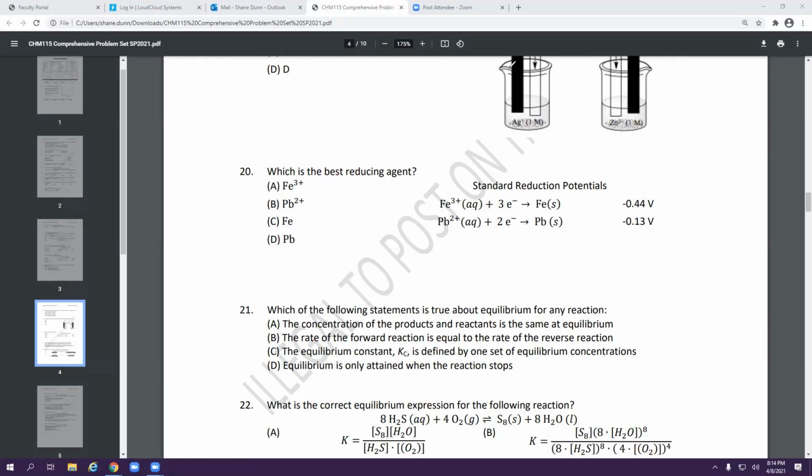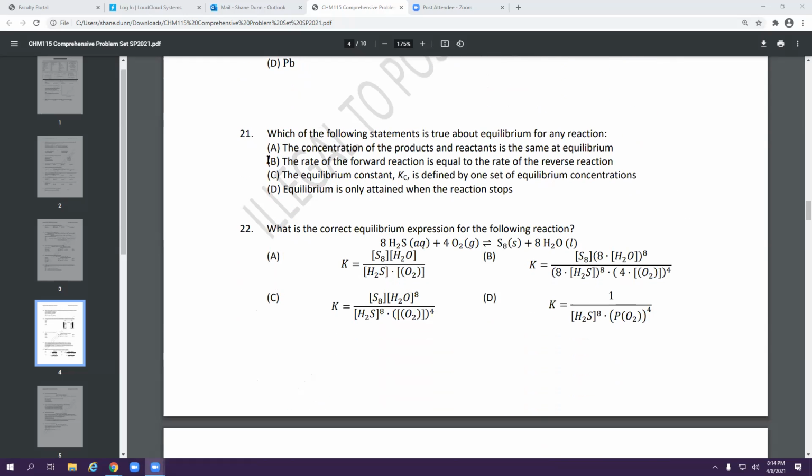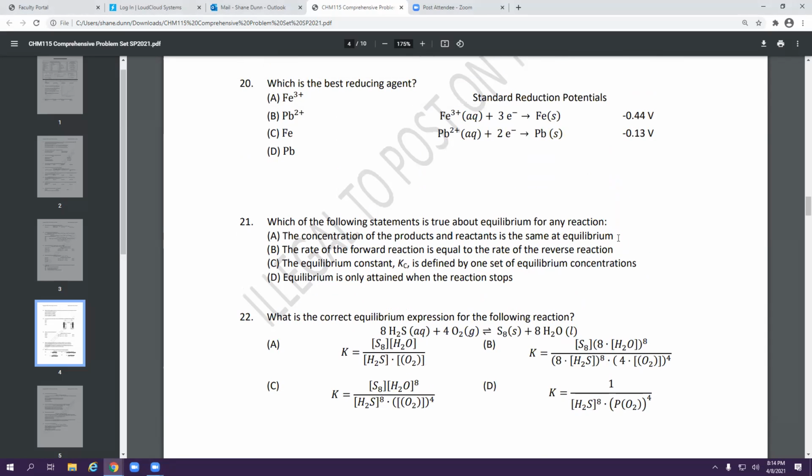Make sense? Okay. So the answer is B. Well, why? The concentration of the products and reactants are the same? Is that true? No. You could sometimes have different concentrations, right? The equilibrium Kc is defined by one equilibrium concentration, by only one. Can you find Kc just by one of the concentrations?